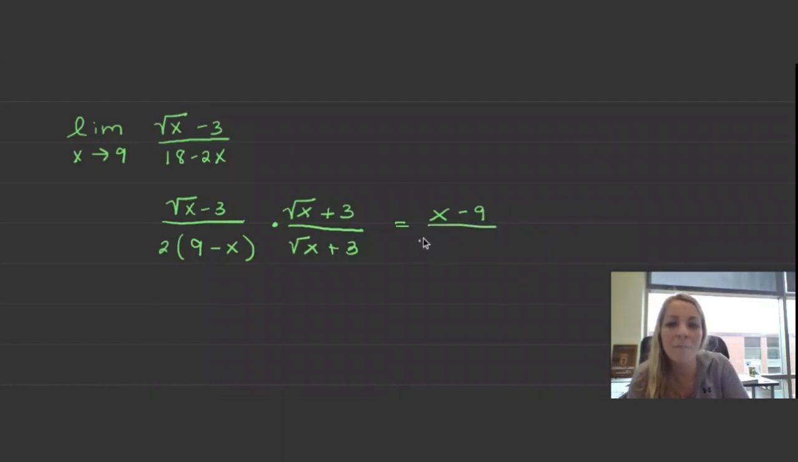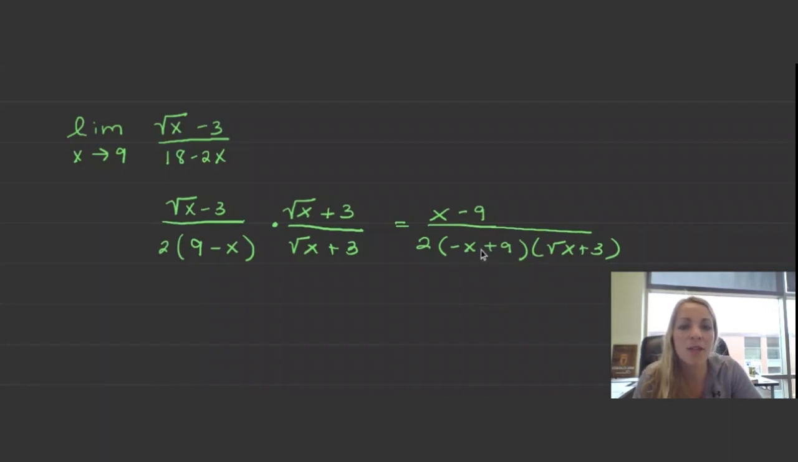On the bottom, I have 2. I'm going to rewrite this so the x's first, negative x plus 9. And then I have square root of x plus 3. Again, these things don't match. And I want to make a 1 here because when I plug in 9, I get that 0 on the bottom. And I can't evaluate the limit when there's a 0 on the bottom. So again, I'm going to factor out a negative 1 from the top. So I have negative, and I'm left with negative x plus 9.